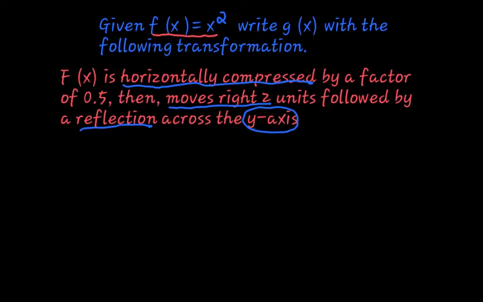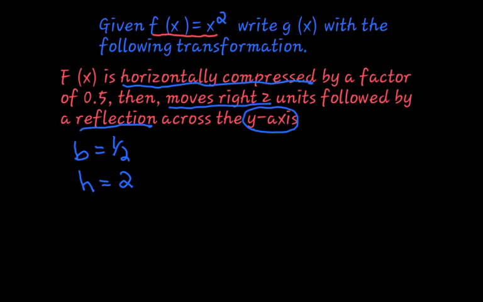Since the first transformation says horizontally compressed, horizontally means b. Horizontal compression is b. So the factor is 0.5, so that's 1/2. It says move right 2 units. So right is a horizontal translation, so that's h, and it says 2 units to the right, so it's positive 2 for now. And then it says a reflection across the y-axis. So the reflection across the y means you need a negative inside of the parentheses multiplying the x. But let's go ahead and do these transformations first.